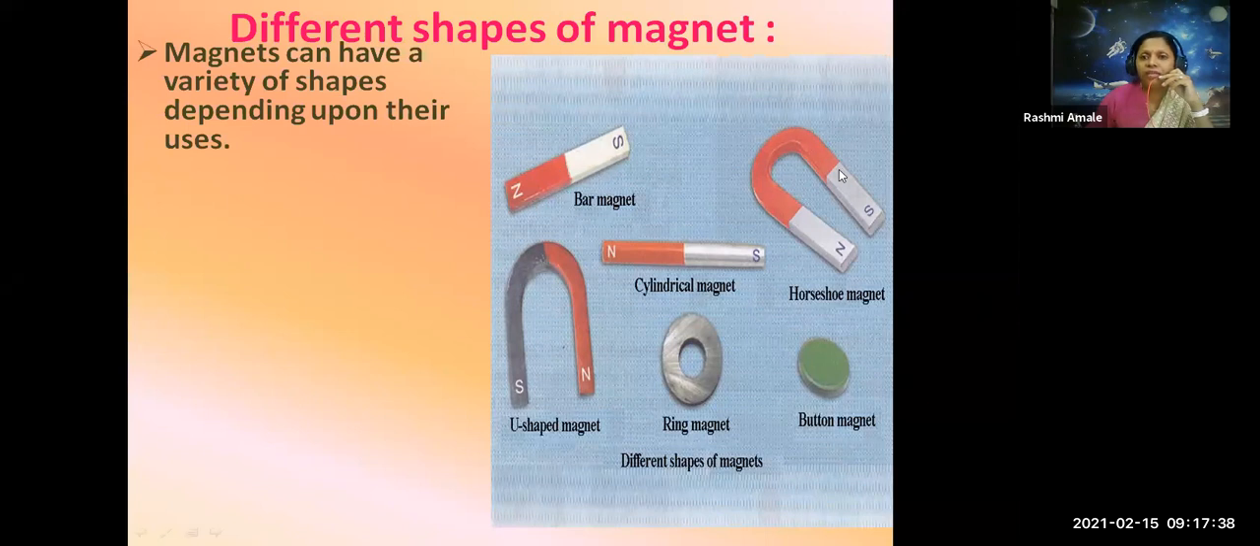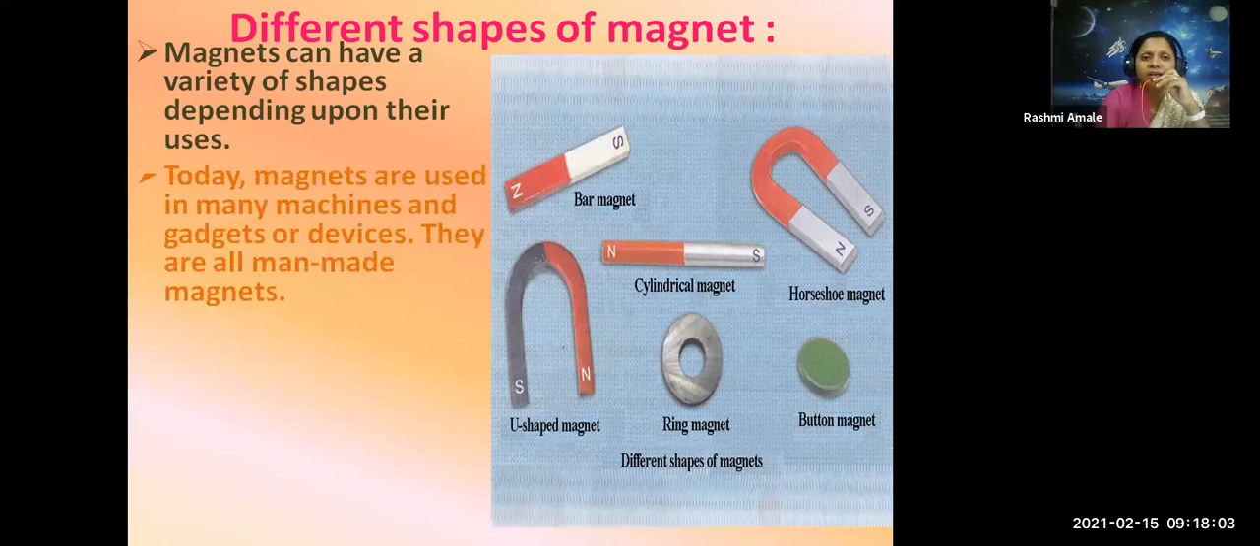Then this magnet is a horseshoe magnet. It resembles a horseshoe, and that is why it is named as horseshoe magnet. This is a cylindrical magnet since it is cylindrical in shape. This is U-shaped magnet. This is a ring magnet, and this is a button magnet. So there are different shapes of magnet depending upon their uses.